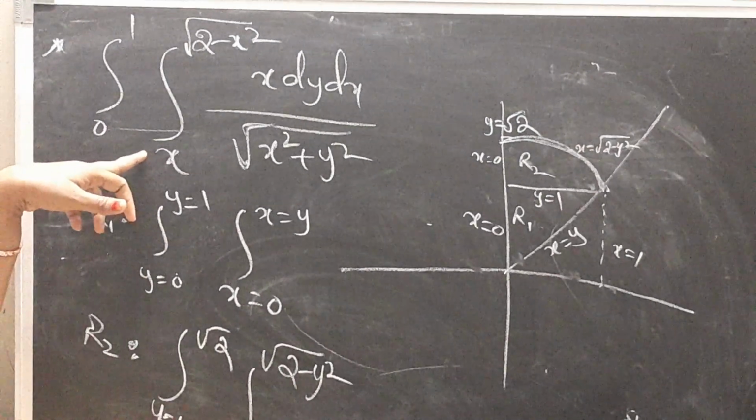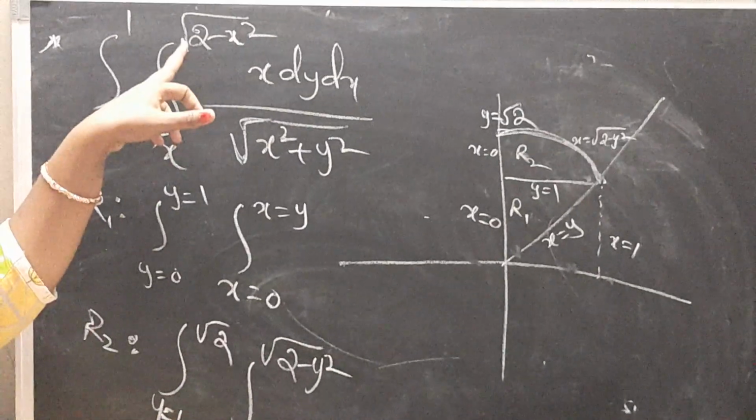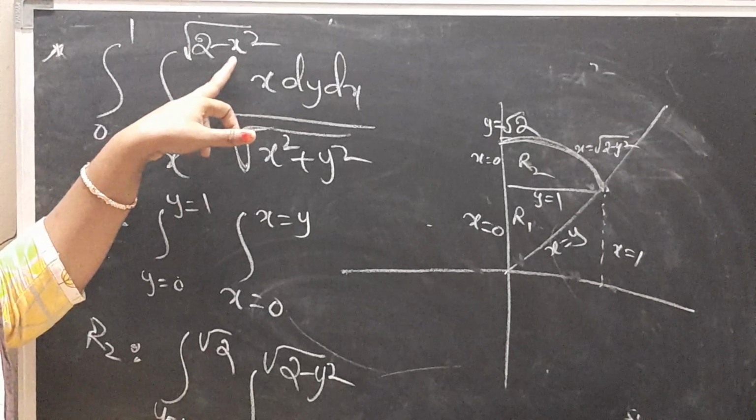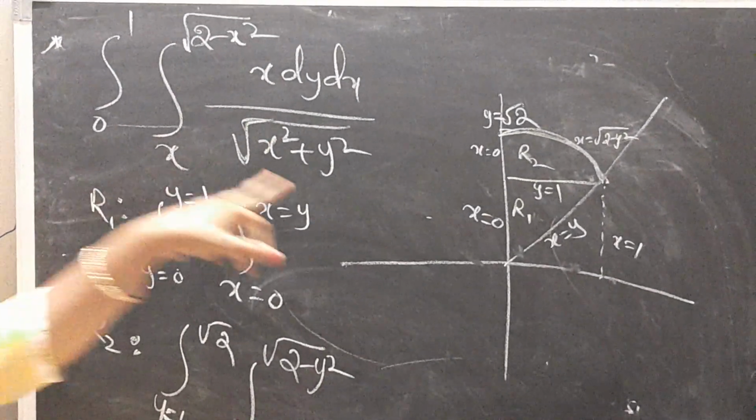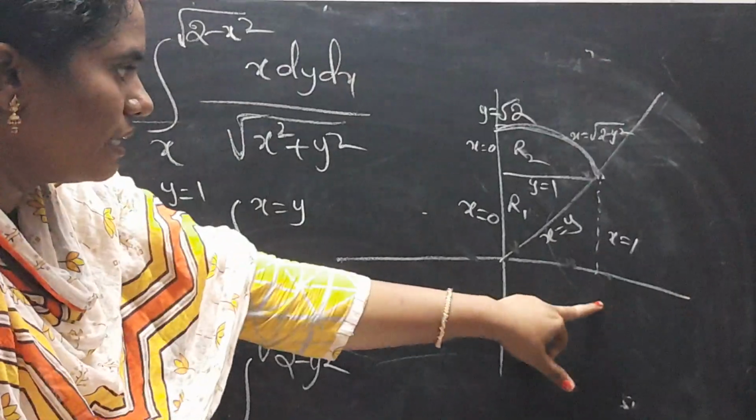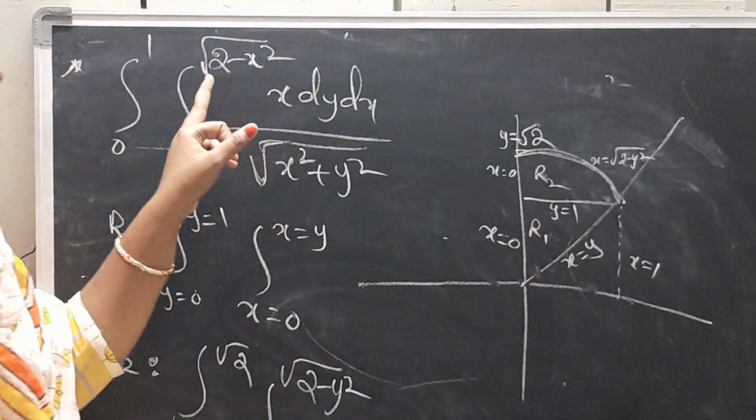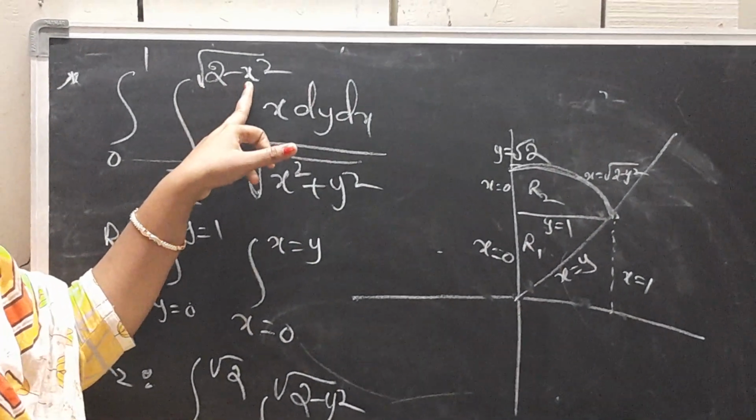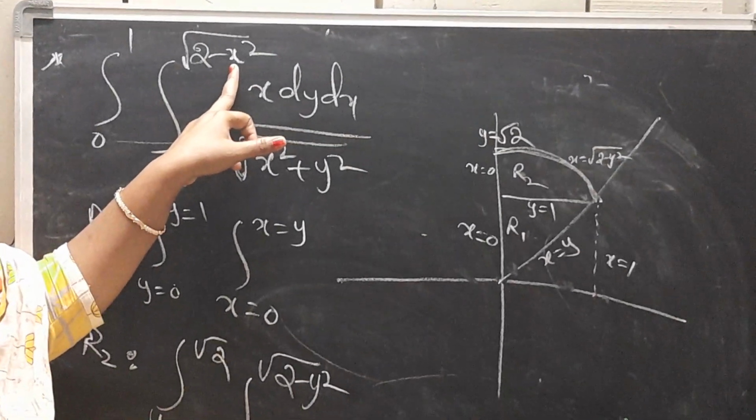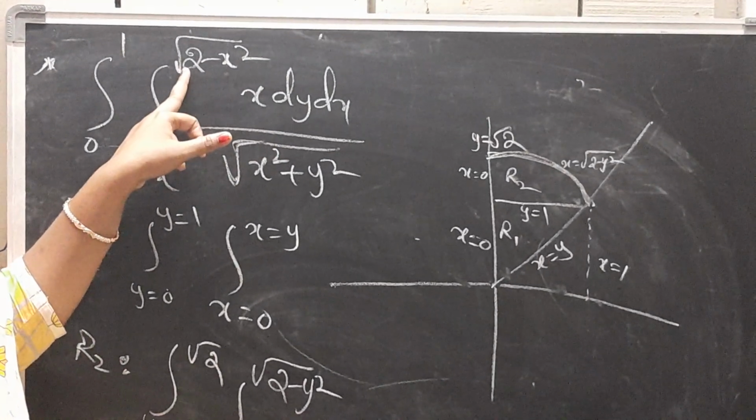Problem is given. Here the inner limit is y equal to x to y equal to under root of 2 minus x square. Y equal to x means it is a straight line from the coordinate axis, that is y equal to x or x equal to y. Next, y equal to under root of 2 minus x square means it is a circle equation, with radius root 2.